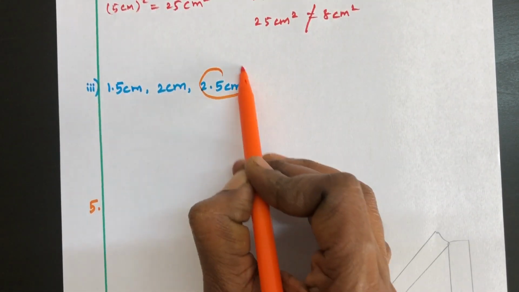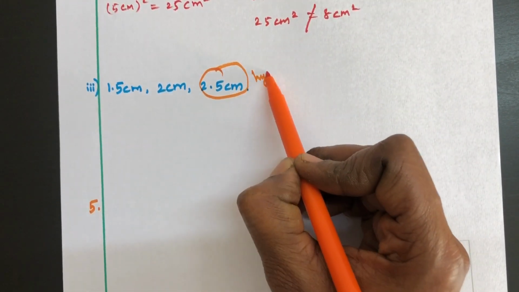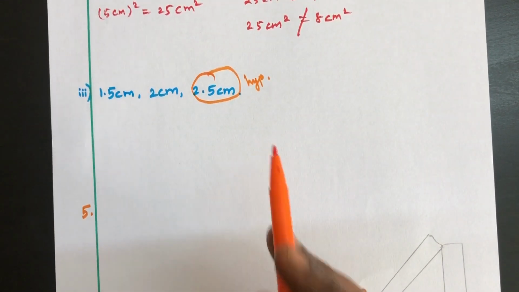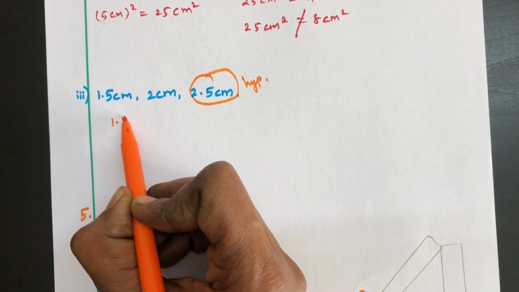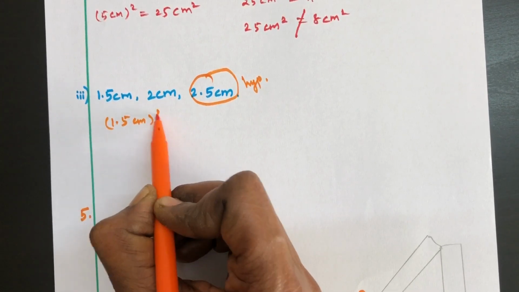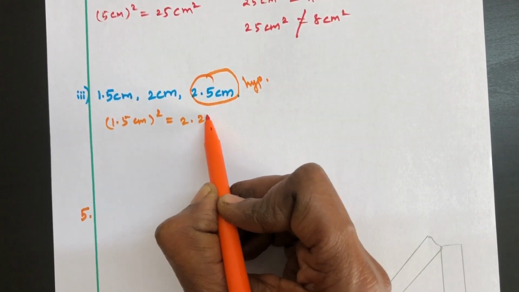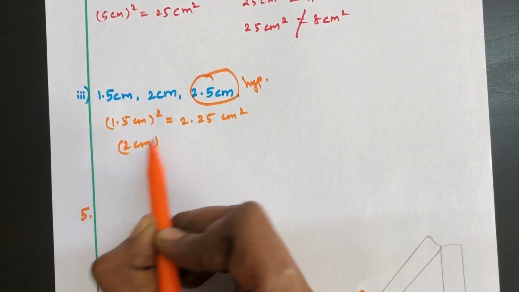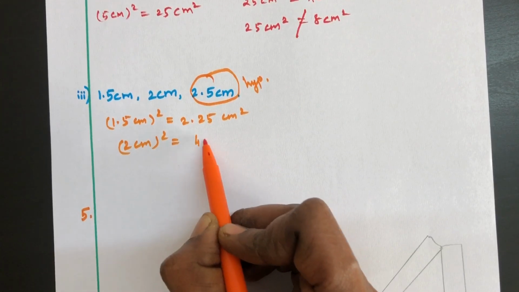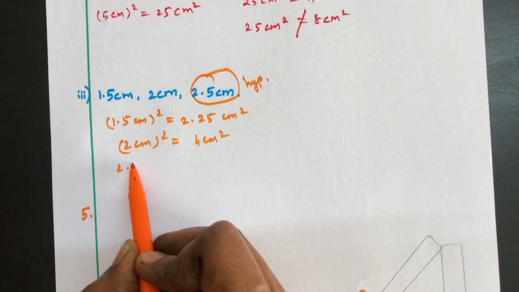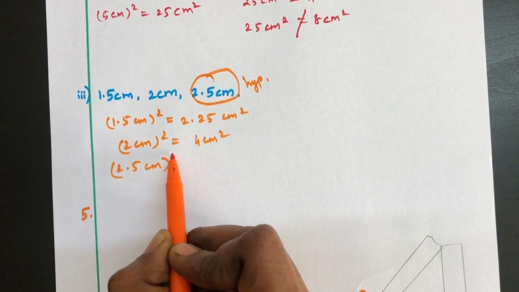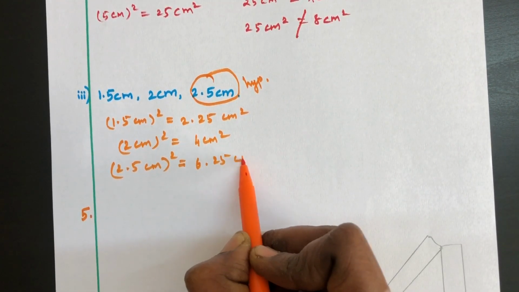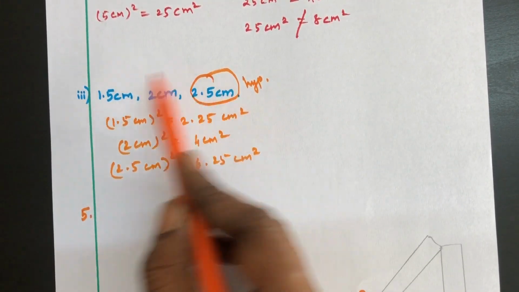This is the longest length. So this must be our hypotenuse if it is a right angled triangle. Otherwise it won't work. Let's see. Now 1.5 centimeter the whole square is equal to 2.25 centimeter square. 2 centimeter the whole square is equal to 4 centimeter square. 2.5 centimeter the whole square is equal to 6.25 centimeter square. These are all square values of the given lengths.